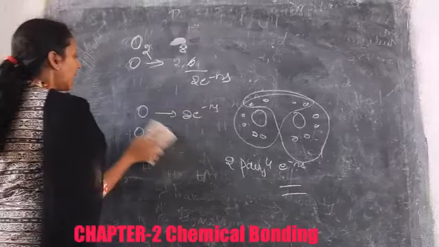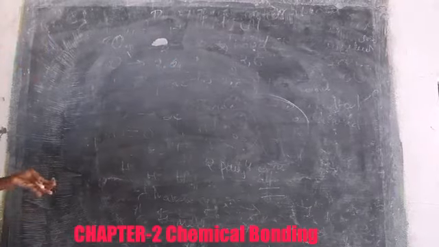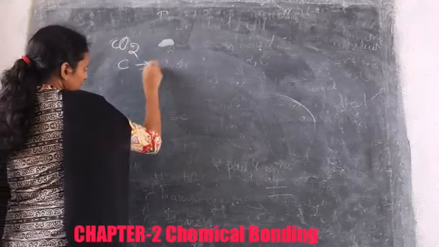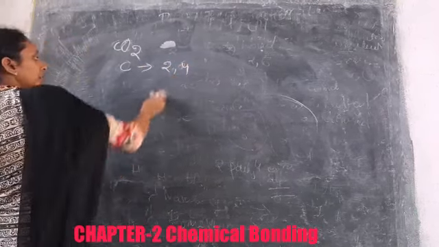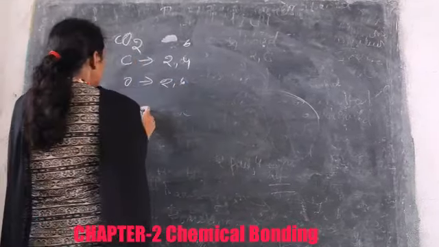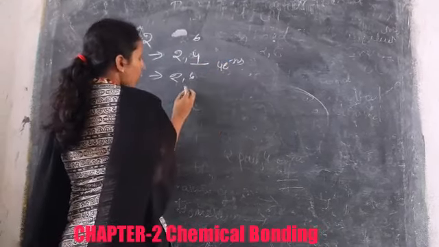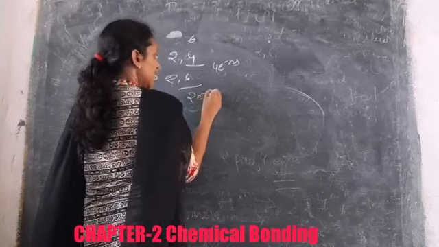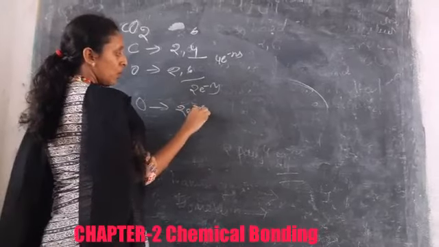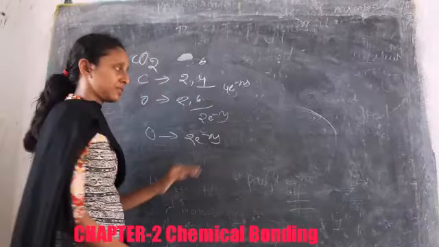Likewise, another example is CO2. So carbon is 2, 4 because the atomic number is 6. Oxygen is 2, 6. So carbon requires 4 more electrons to become stable, but oxygen requires only 2 electrons. There is another oxygen which requires 2 electrons. So totally 2 oxygens require 4 electrons, and the carbon also requires 4 electrons.